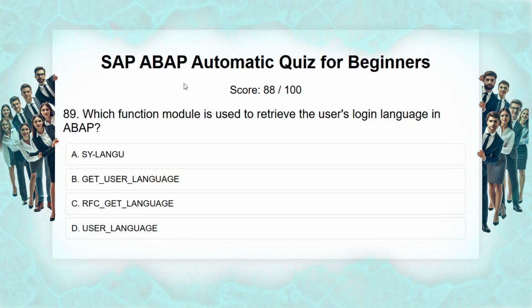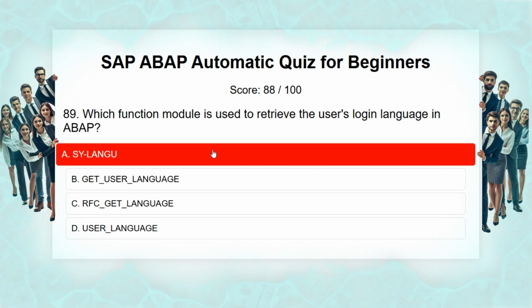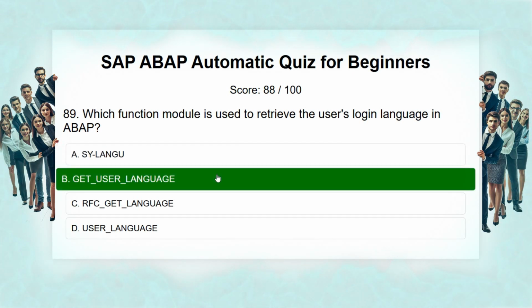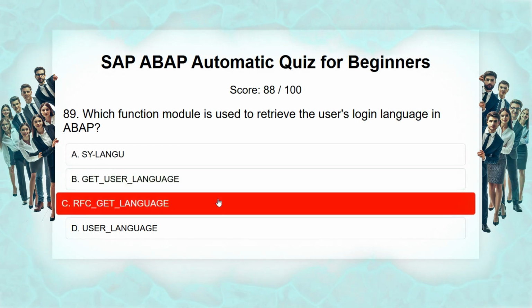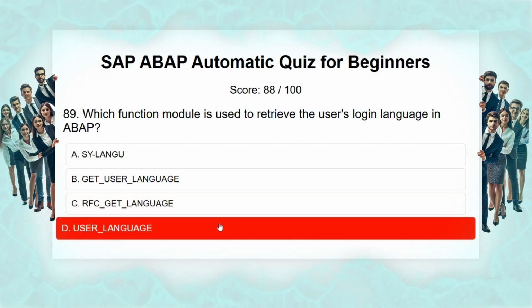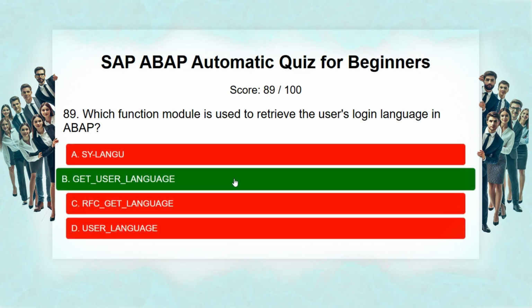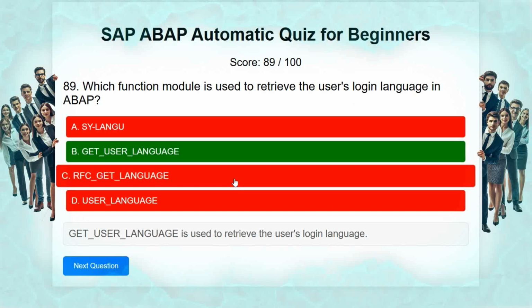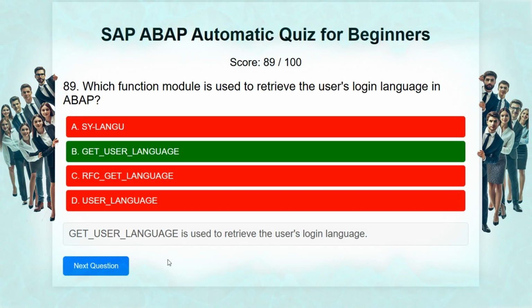89. Which function module is used to retrieve the user's login language in ABAP? A. sylang. B. Get_user_language. C. RFC_get_language. D. User_language. Correct answer. Get_user_language is used to retrieve the user's login language.